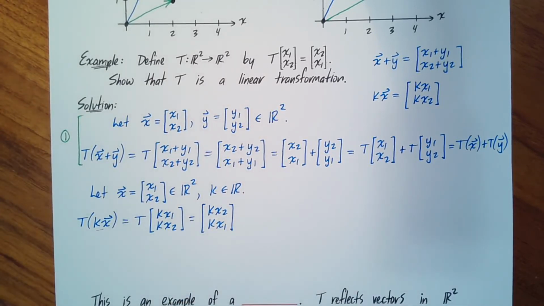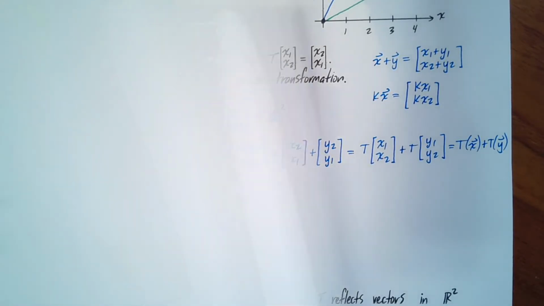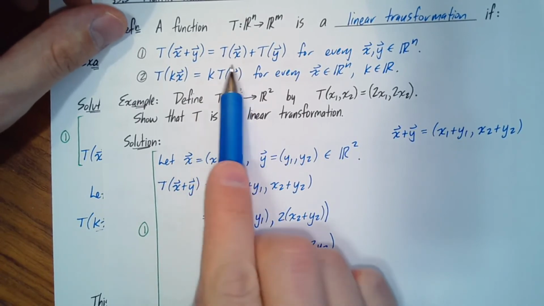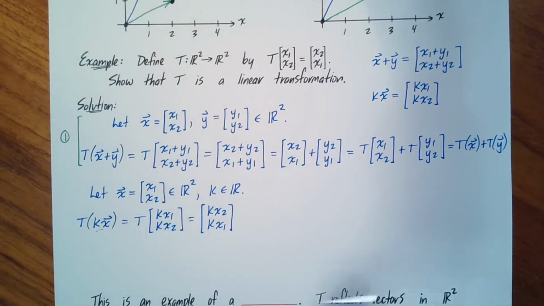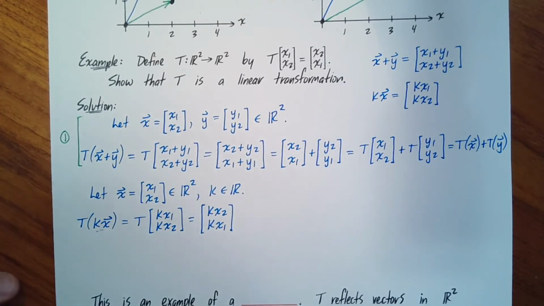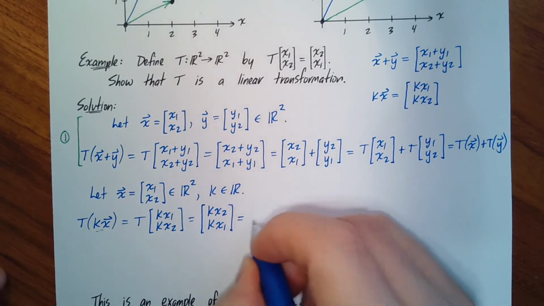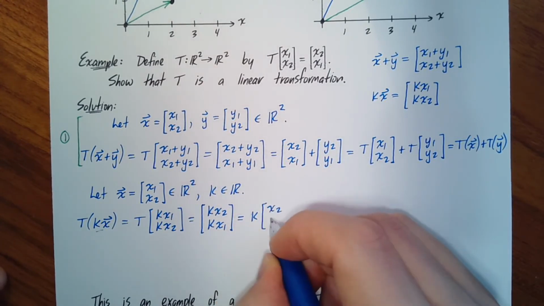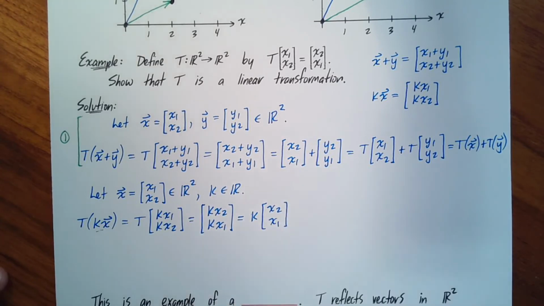Okay, so that is what we get. And remember what we're trying to do. What's our goal here? We're trying to end up with k times something. So the fact that both of our coordinates have a common factor of k, that's a pretty good indication that we probably should pull that k out. Right, so we're going to get k times x2, x1, the vector.